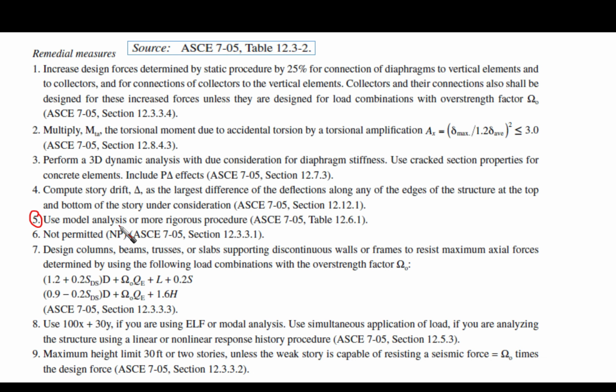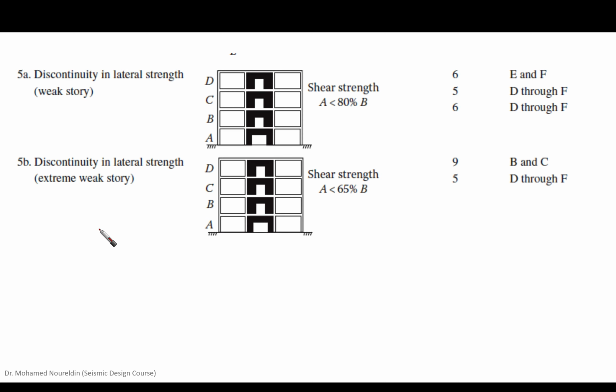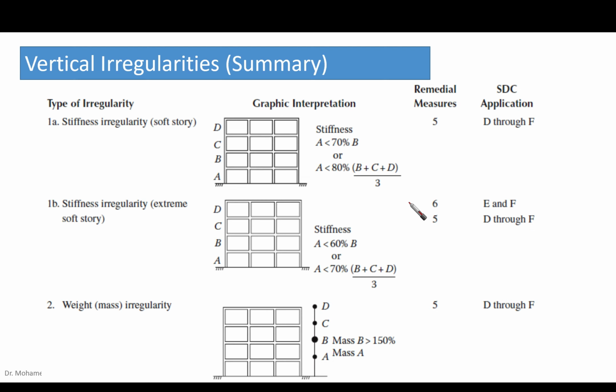Let's recall it here. This is 5: use modal analysis or more rigorous procedures. So the equivalent lateral force method is not allowed here. So this means that for the soft story, for the extreme soft story, and for the mass irregularity, it's not allowed to use the equivalent lateral force system. We need to use modal analysis or more rigorous, which is non-linear time history analysis or linear response history analysis. Okay, so this is for vertical irregularity 1 and 2.